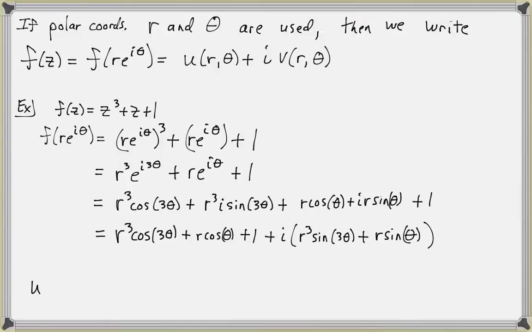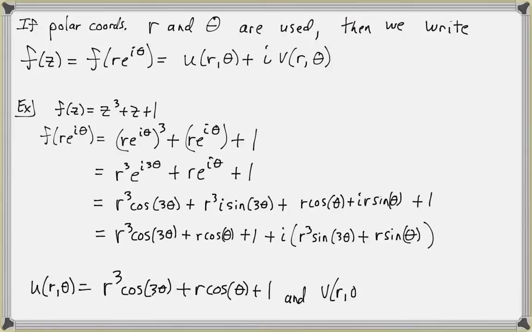So then the real part of f is u of r, theta equals r cubed cosine 3 theta plus r cosine theta plus 1, and v of r, theta would be r cubed sine 3 theta plus r sine of theta.